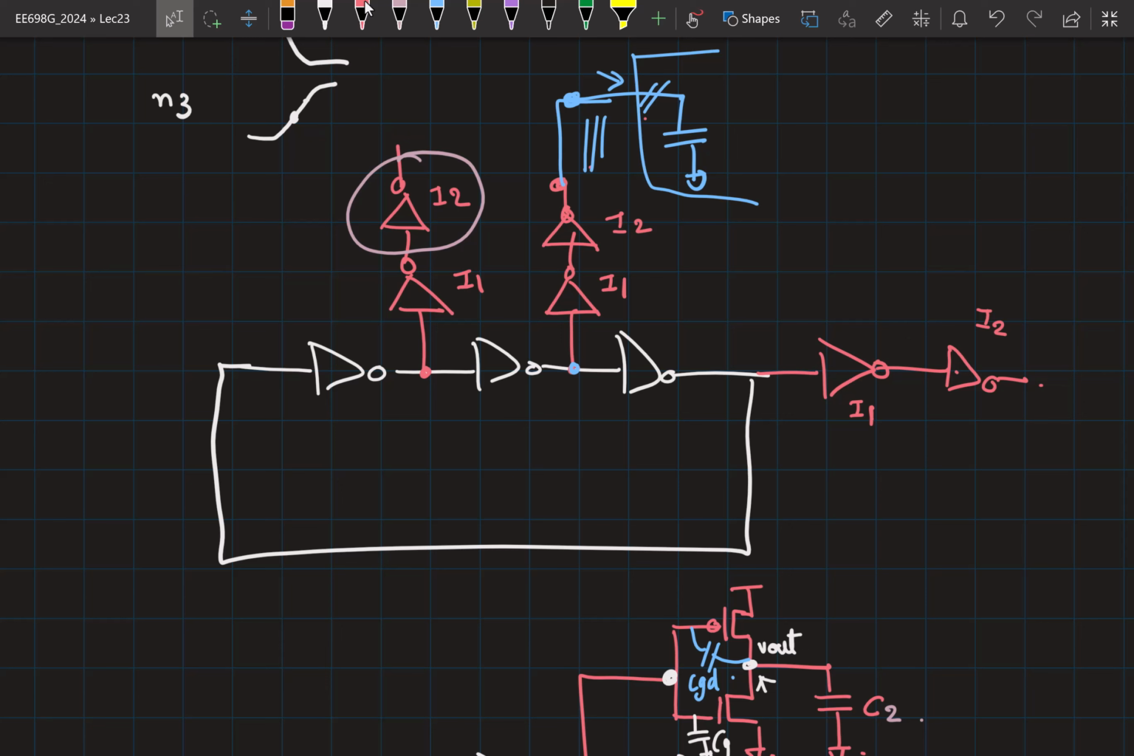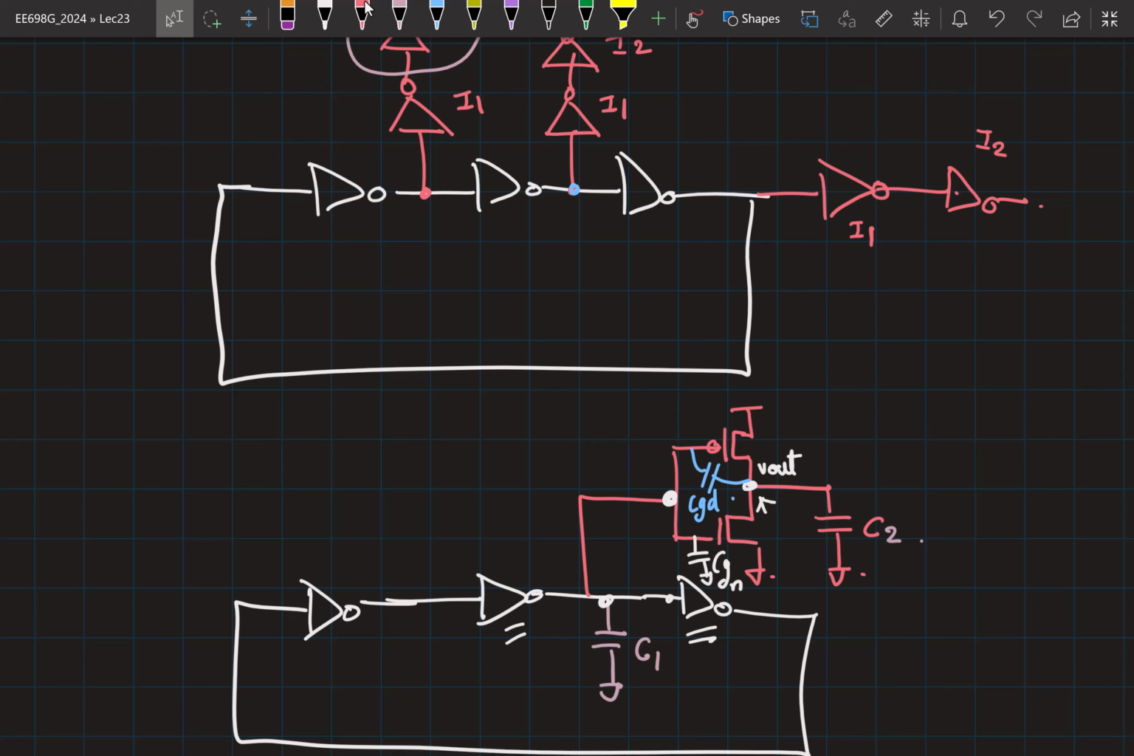I guess CG will do this. They will do Miller compensation of CGD, right? We want to represent this as an individual capacitance. You calculate the Miller capacitance. Then CG will be a sum of a lot of capacitances. One of them will be the Miller component of this CGD, and the CGD that we already know.